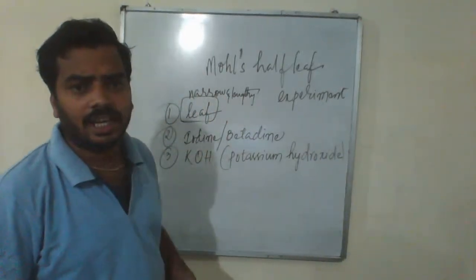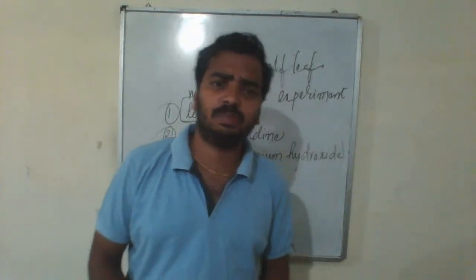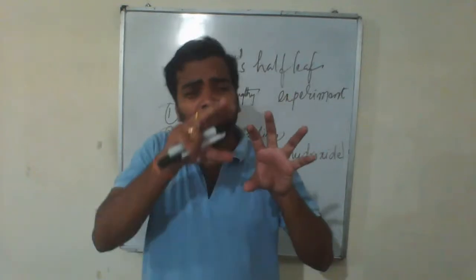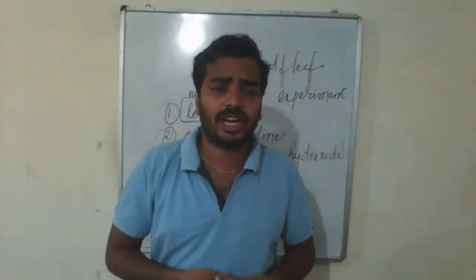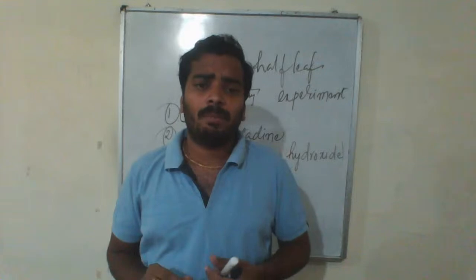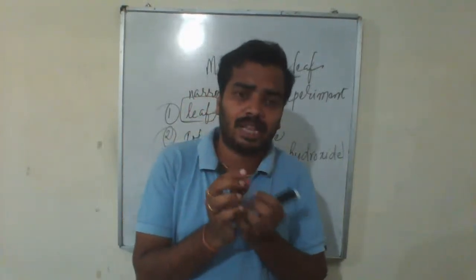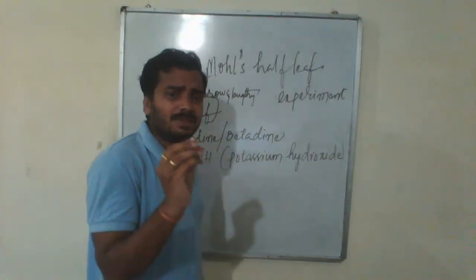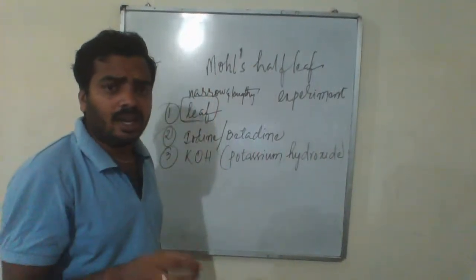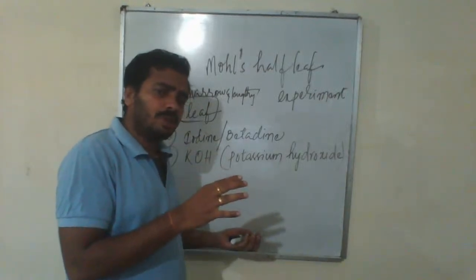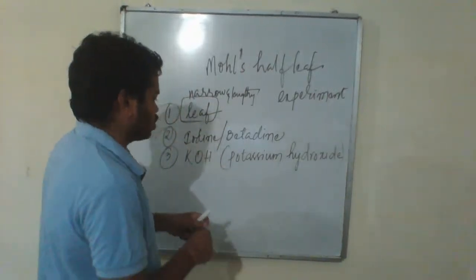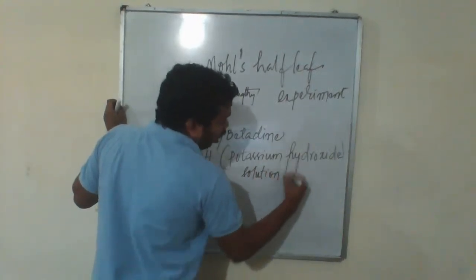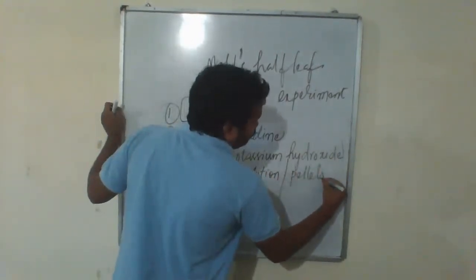Potassium hydroxide exists as pellets, like sodium hydroxide. Many of you have seen sodium hydroxide. Similar to sodium hydroxide, potassium hydroxide will also exist as pellets, like small tablets. These pellets are used in the bottle. Instead of solution, you can use pellets, or else you can consider the solution also. Both you can consider, potassium hydroxide solution or pellets.